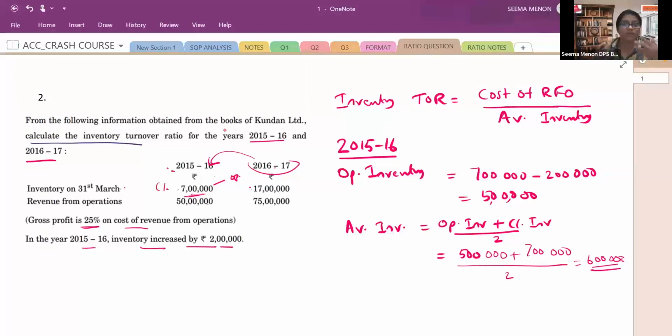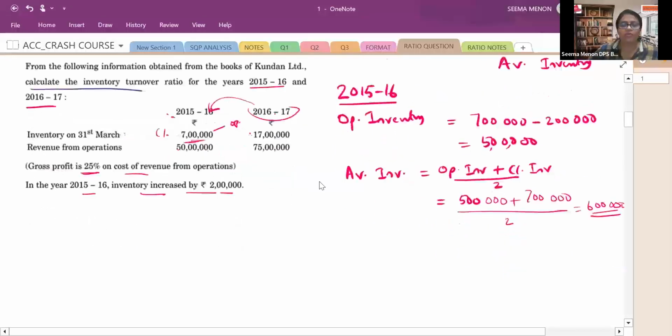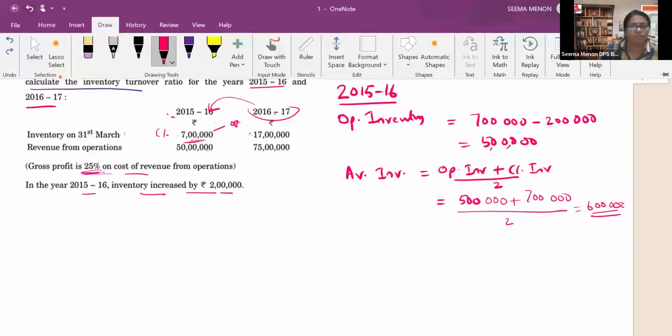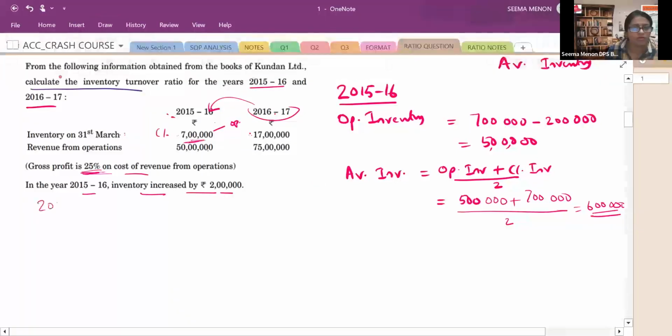Now the major thing, we need the cost of revenue from operations. So let's find out the cost of revenue from operations. How to find out the cost of revenue? Here it is given, so I will divide this into 2. First I will take 2015-16, then I will go to 2016-17.